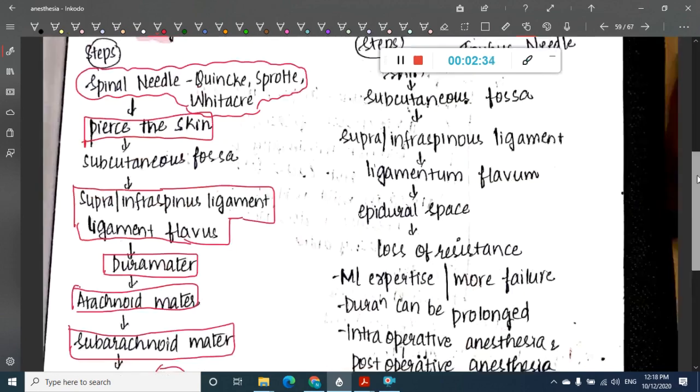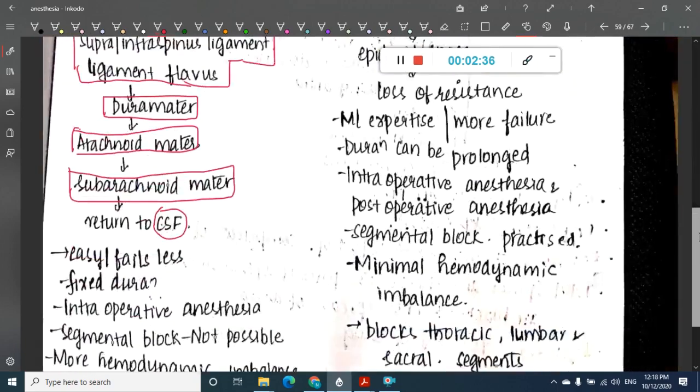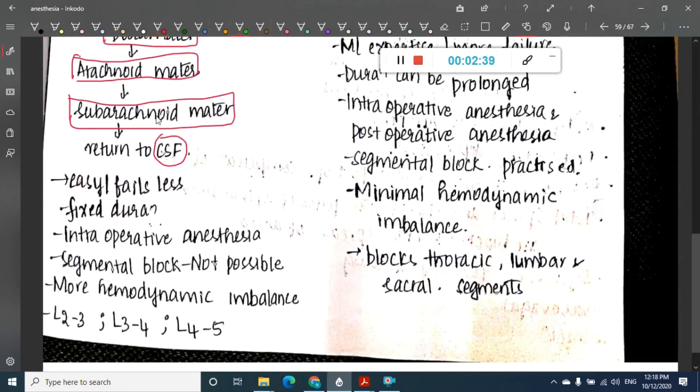This subarachnoid block or spinal anesthesia is relatively easier, and it fails less. It has a fixed duration, and it can be used for intraoperative analgesia. But one important disadvantage is that a segmental block is not possible in spinal anesthesia, and more hemodynamic imbalance can occur.